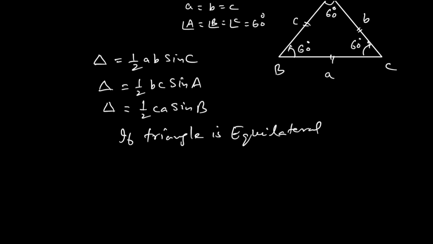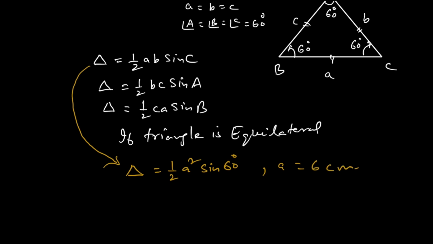See here. Area of the triangle is equal to 1 by 2 ab. a and b are the same, therefore I can write a into a, means a square. In place of sin C, C is 60 degrees. See, this is the formula for an equilateral triangle, the modification of this formula. Now substitute. What is a given? a is given as 6 centimeters. Substitute and get the answer.